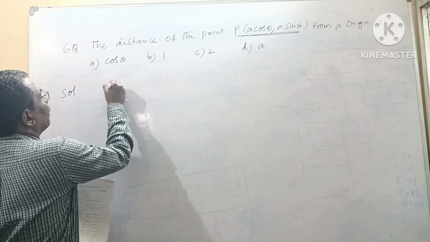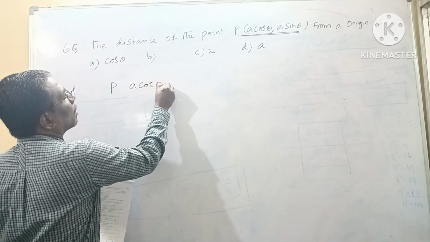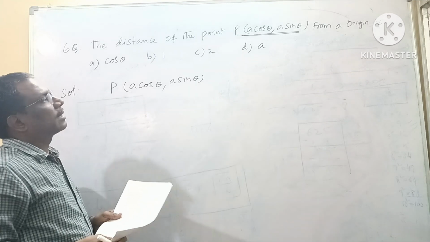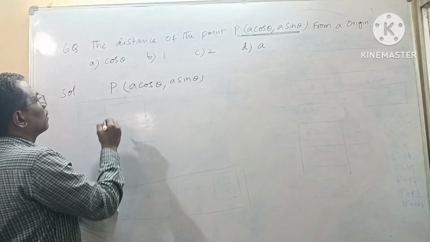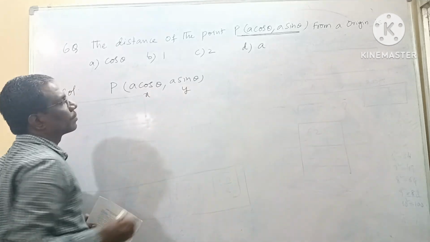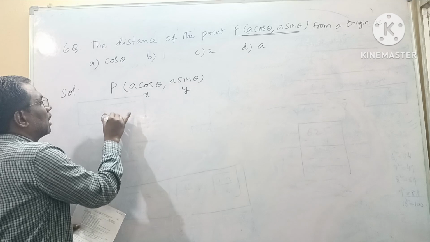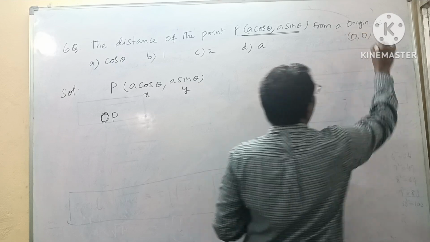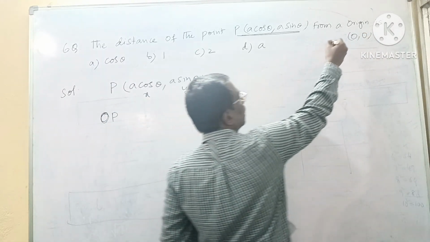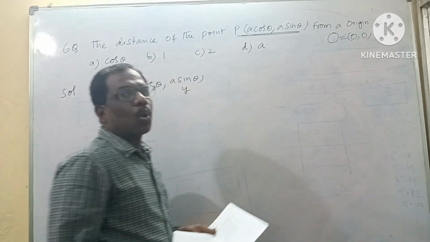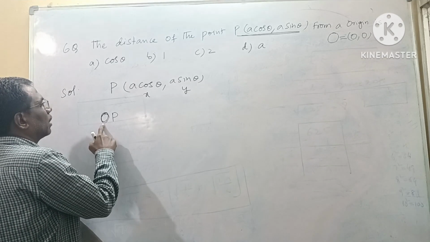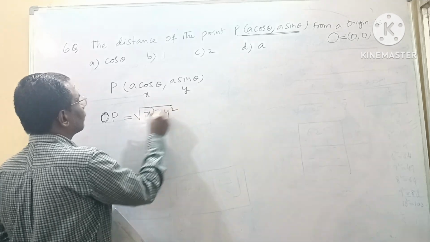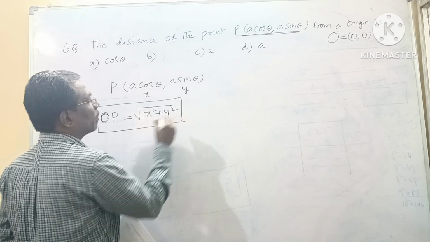The point given P is (A cos theta, A sin theta). We have to find the distance from origin to P. Let this be x comma y, and we find the distance OP. The origin is always 0 comma 0, denoted by O. Now the distance OP is equal to under root of x square plus y square, that is the formula.